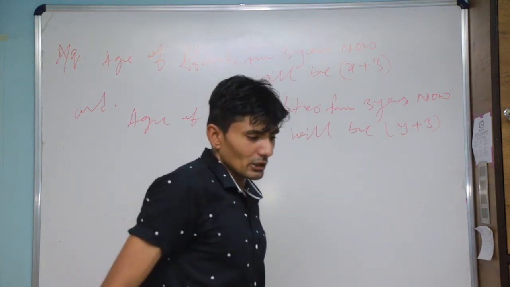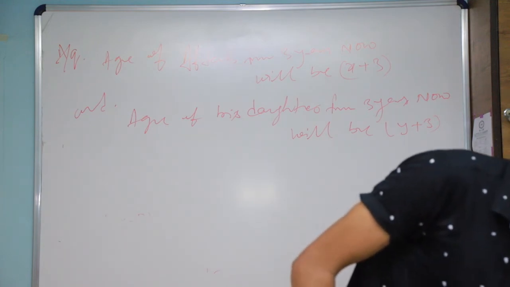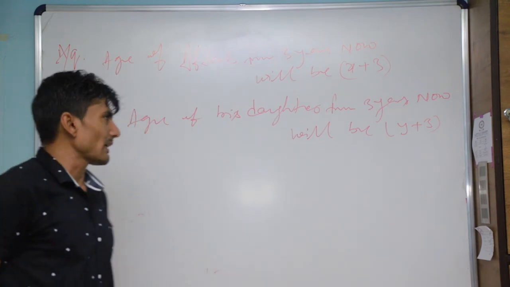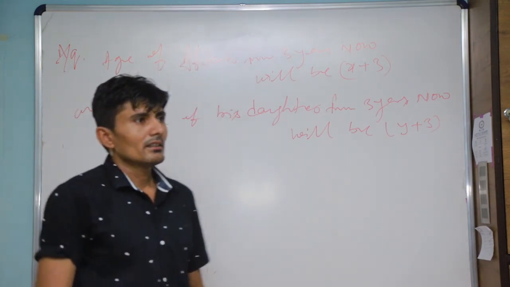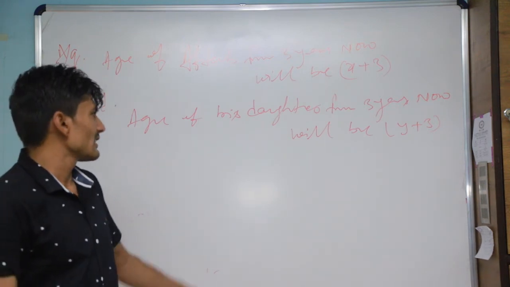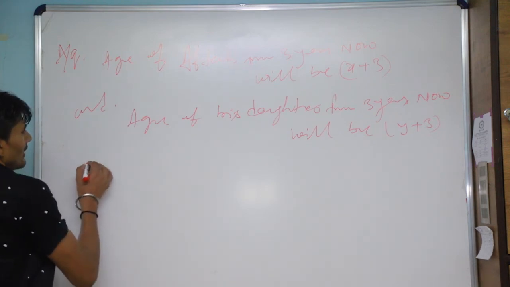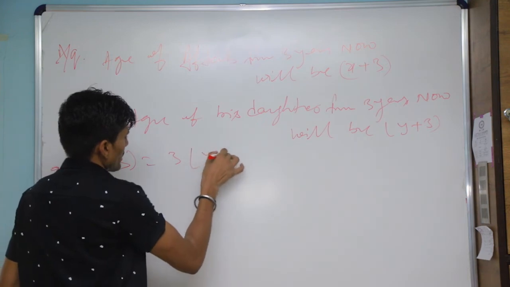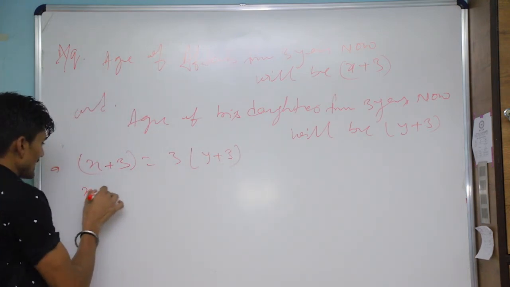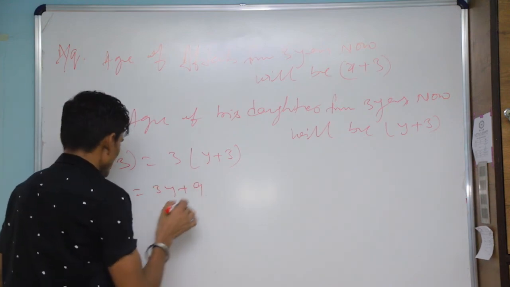Now we have to make the another equation. How many times? 3 times as old as you will be. Now according to the second statement, Aftab is telling his daughter that Aftab will be 3 times older than his daughter. So we are writing the equation this way: x plus 3 is equal to 3 into y plus 3. That means x plus 3 is equal to 3y plus 9.